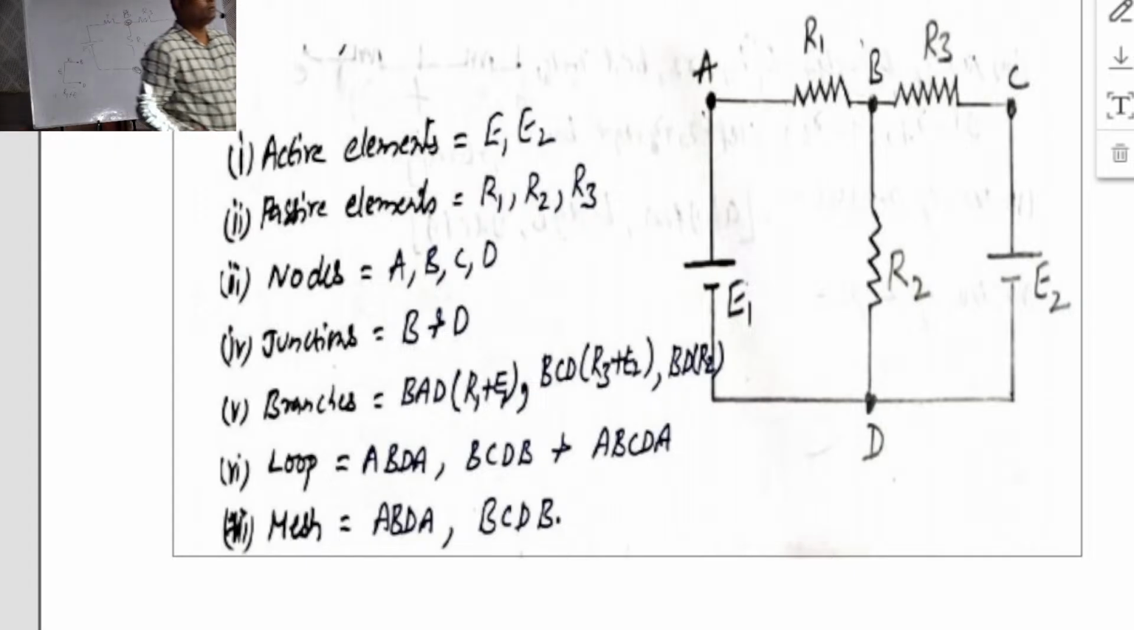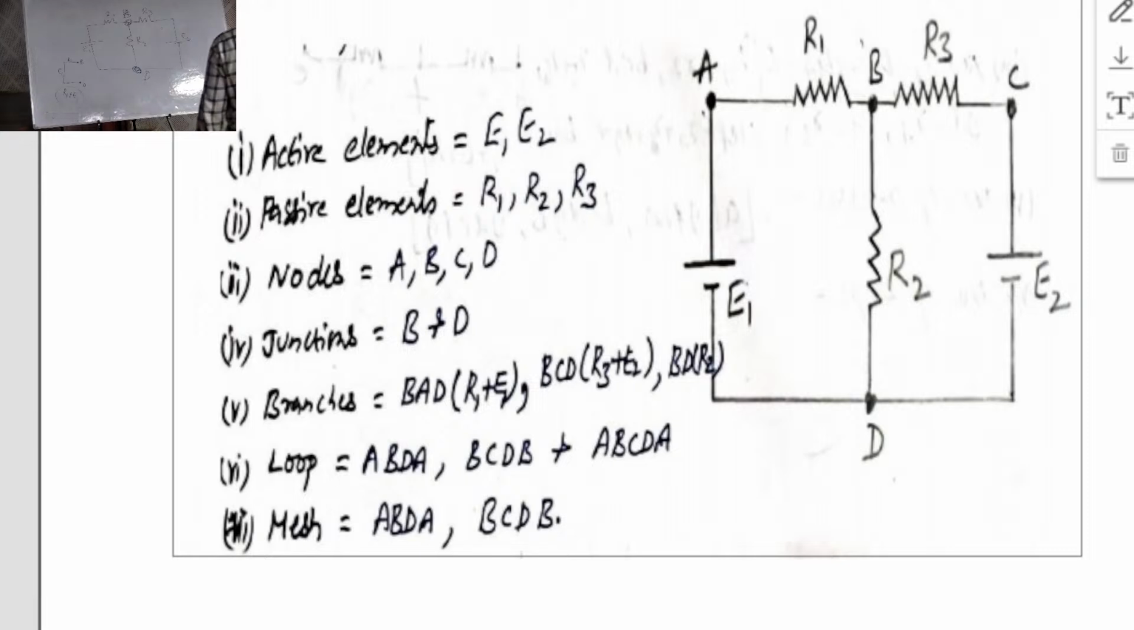How many branches? Three branches. What is the first branch? R1 plus E1 is a branch, which lies between two junction points.